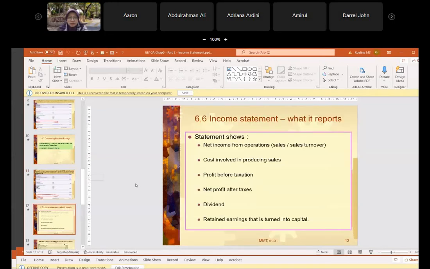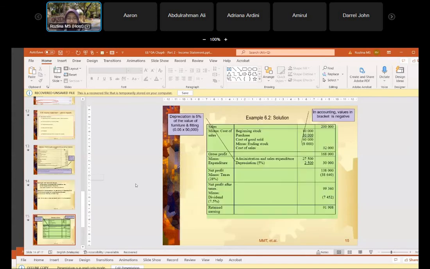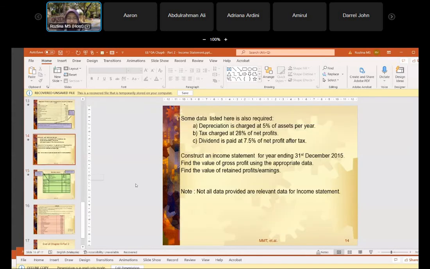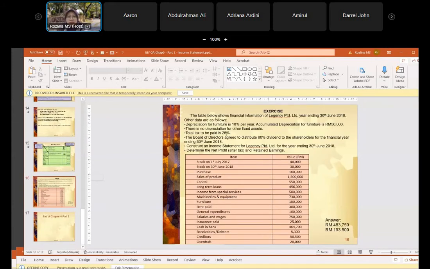Okay, we just go to this exercise. I have given you the exercise in the WhatsApp, right? Yes, in the WhatsApp. Okay, now we do it together.